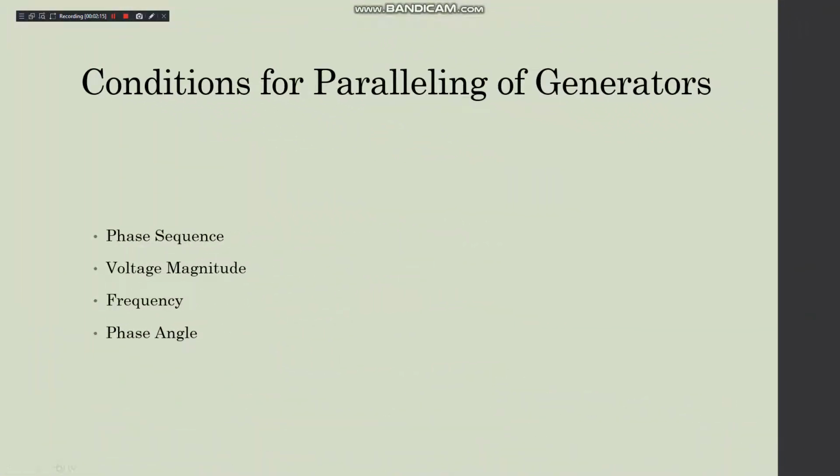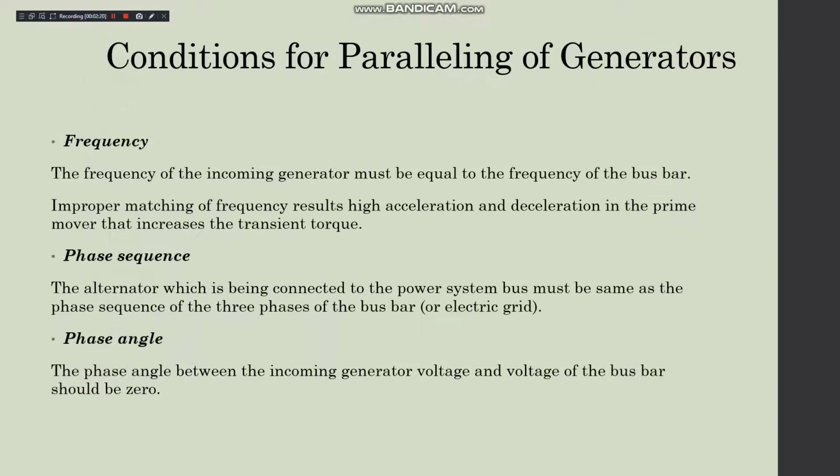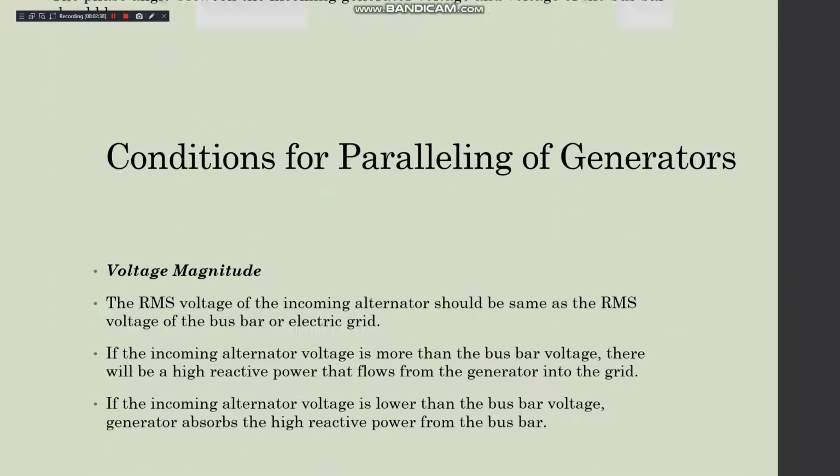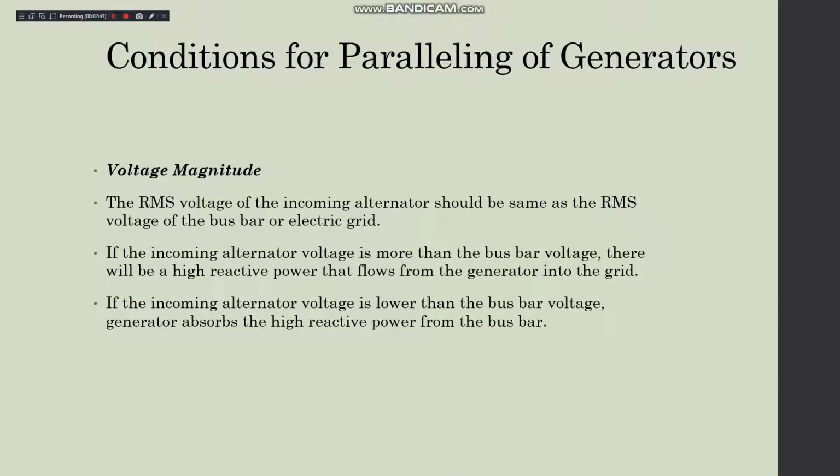There are certain conditions for paralleling of generators: phase sequence, voltage magnitude, frequency, and phase angle. The frequency of the oncoming generator must be equal to the busbar frequency. The phase sequence of the oncoming alternator must be the same as the phase sequence of the generator connected to the busbar. The phase angle should be the same, or there should be no phase delay between the alternators and the oncoming alternator, and the voltage magnitude of the oncoming generator should be the same as the voltage magnitude of the busbar.